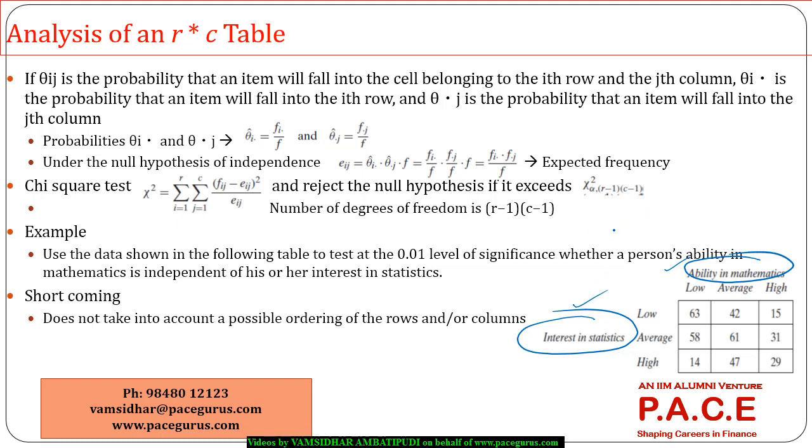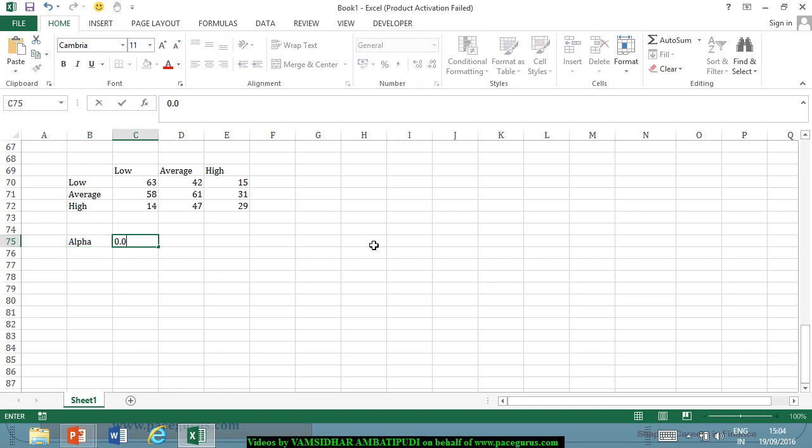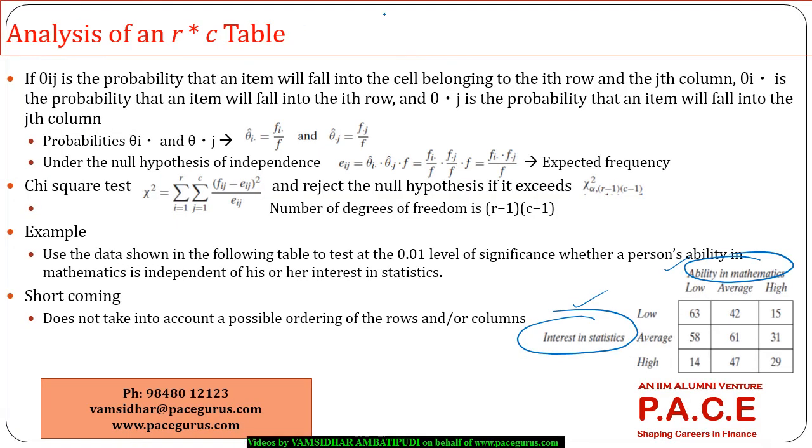And the alternate hypothesis says no, that is not the case. There is some level of dependency or relationship between the ability in mathematics and the interest in statistics. And we have alpha value as 0.01. So let me take the alpha value as 0.01. So I have to reject the null hypothesis if the chi-squared value, the test statistic value, is greater than or equal to the chi-squared which we are computing at 0.01 level of significance.